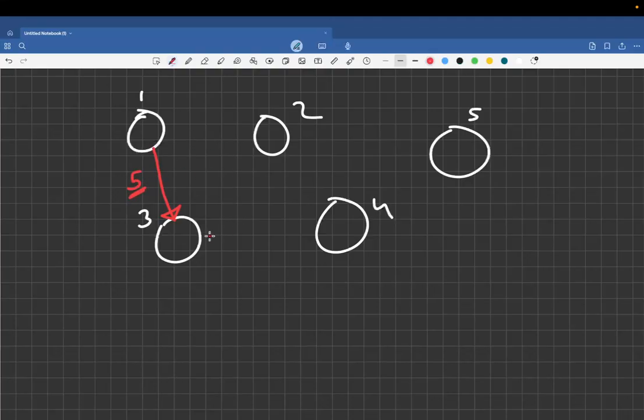Similarly, let's suppose there exists a flight from 3 to 4 with a length of 7, from 4 to 5 with a length of 2, from 1 to 2 with a length of, let's suppose, 3, from 2 to 4 with a length of 6. Okay, let's suppose these are the connections that are given to you, and from 2 to 5 with a length of 1.